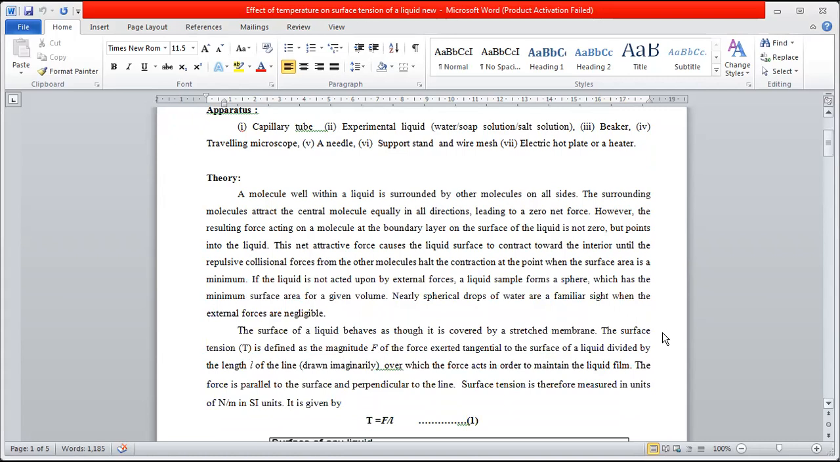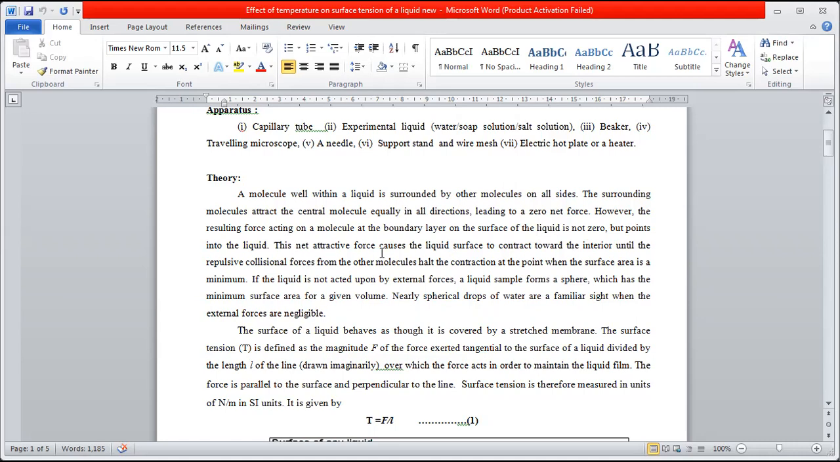Theoretical part. A molecule well within a liquid is surrounded by other molecules on all sides. Therefore, the surrounding molecules attract the central molecule equally in all directions, leading to a zero net force. However, the resulting force acting on a molecule at the boundary, that means at the top surface of the liquid, is not zero, but points into the liquid.